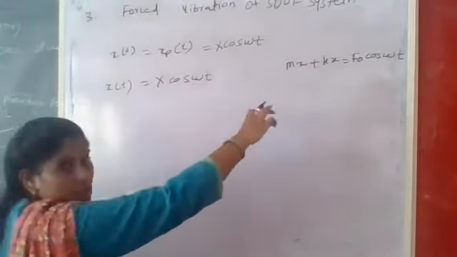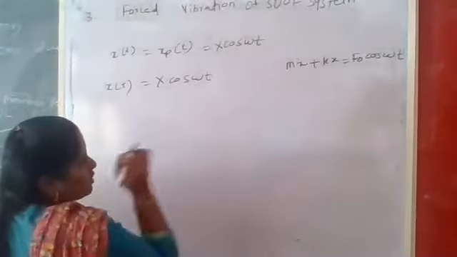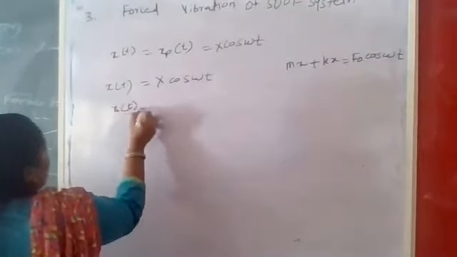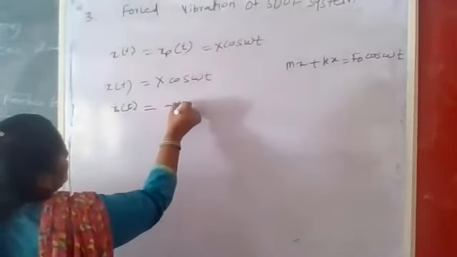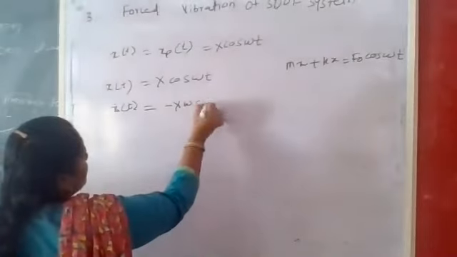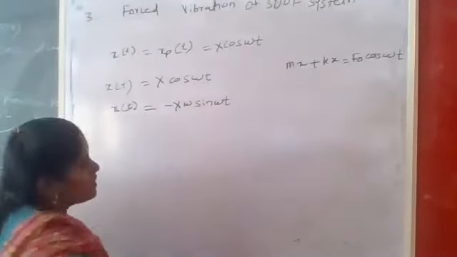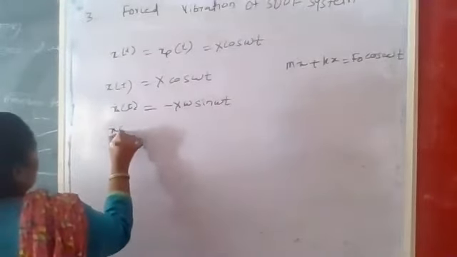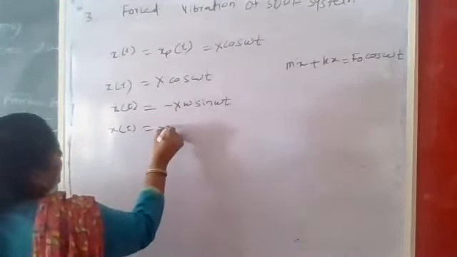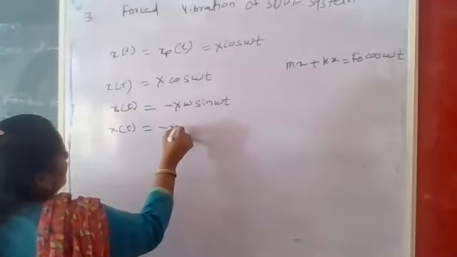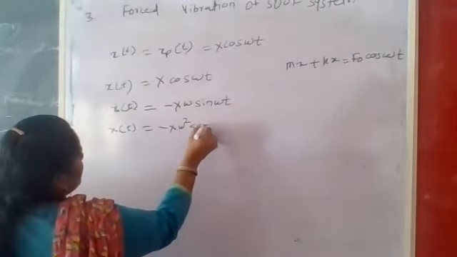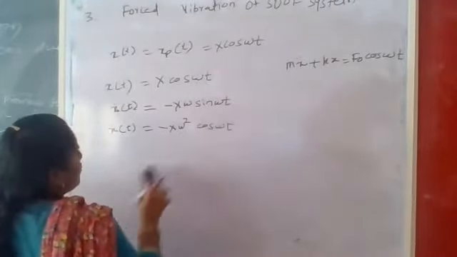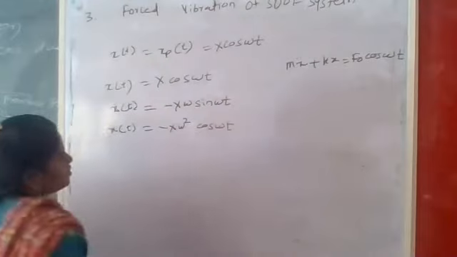For solving this equation, we have to calculate the first derivative and the second derivative. How to calculate the first derivative? x dot of t is equal to minus x into omega into sine of omega t, since the derivative of cos is minus sine. If we take the second derivative, it will be equal to minus x omega square into cos of omega t, since the derivative of sine is cos.